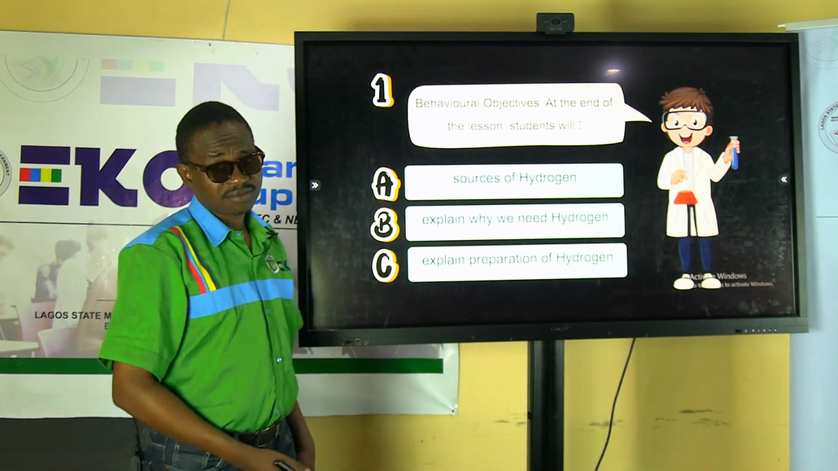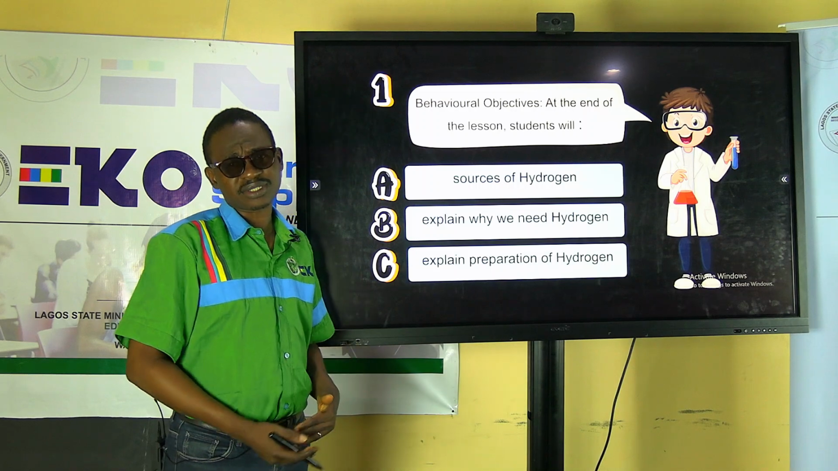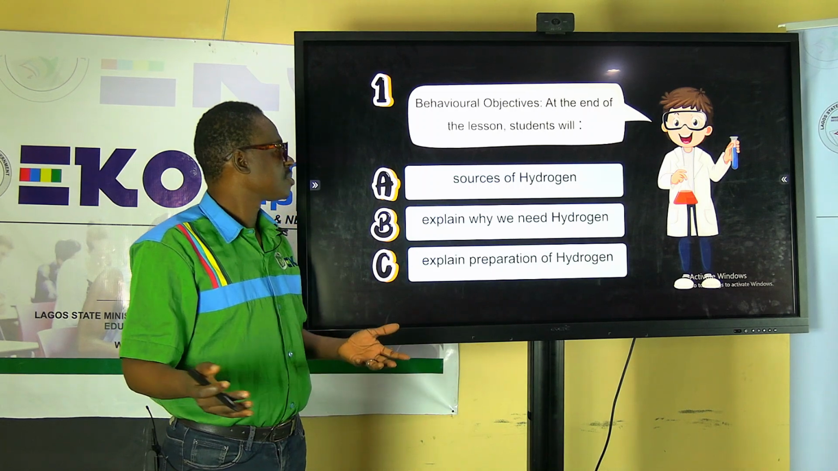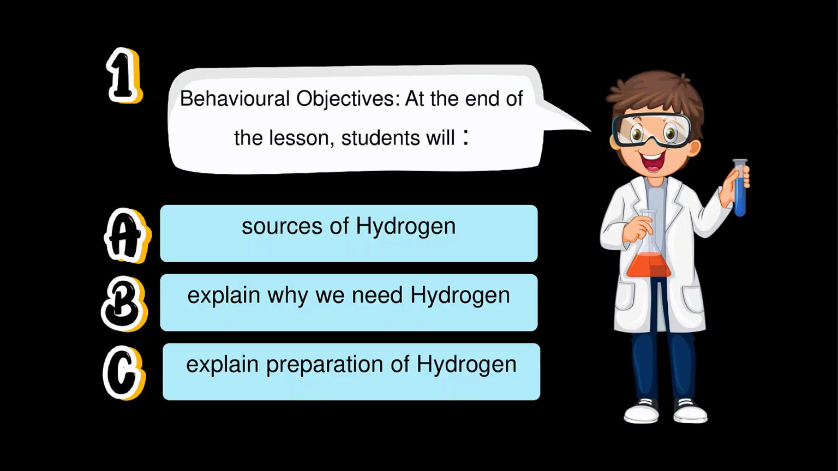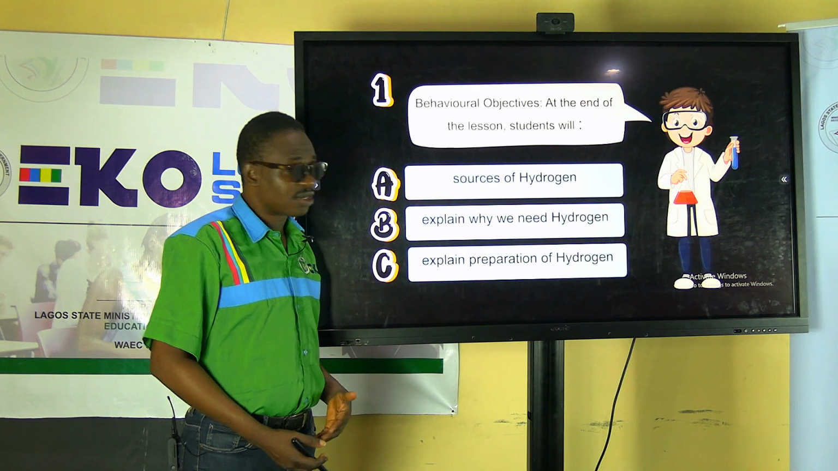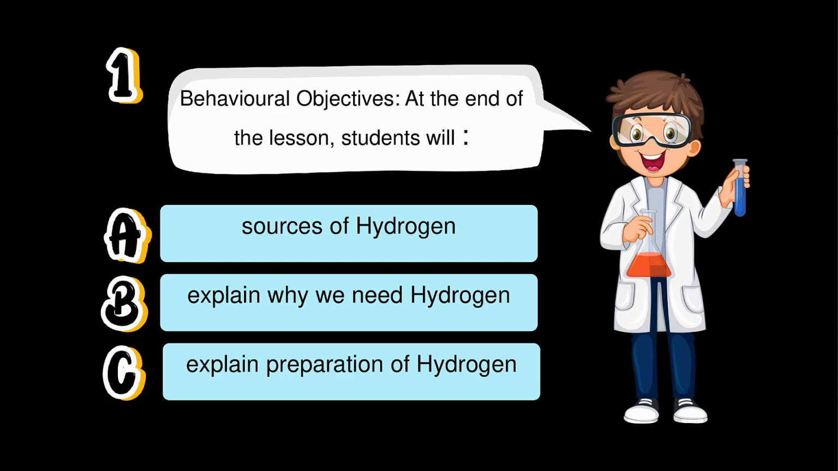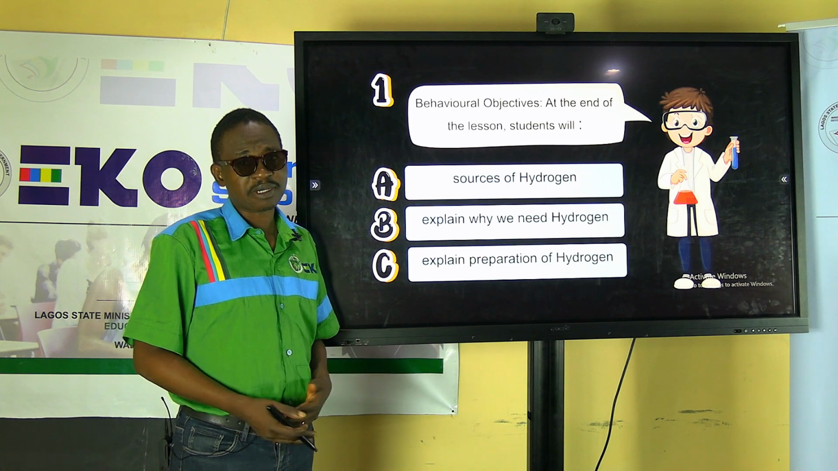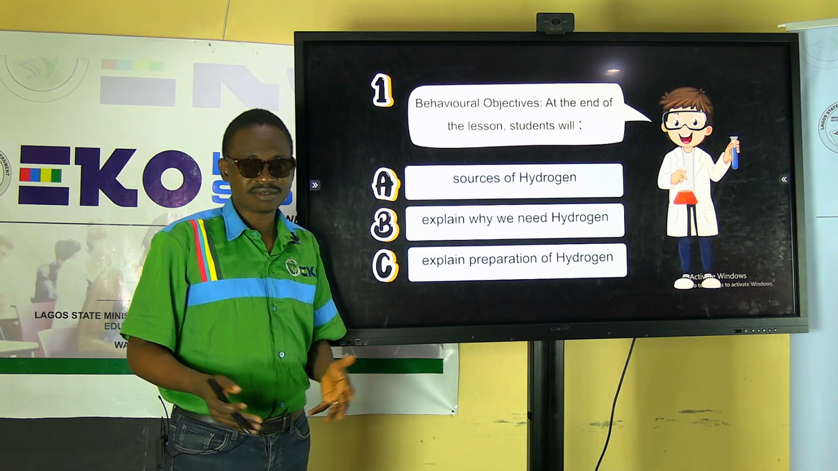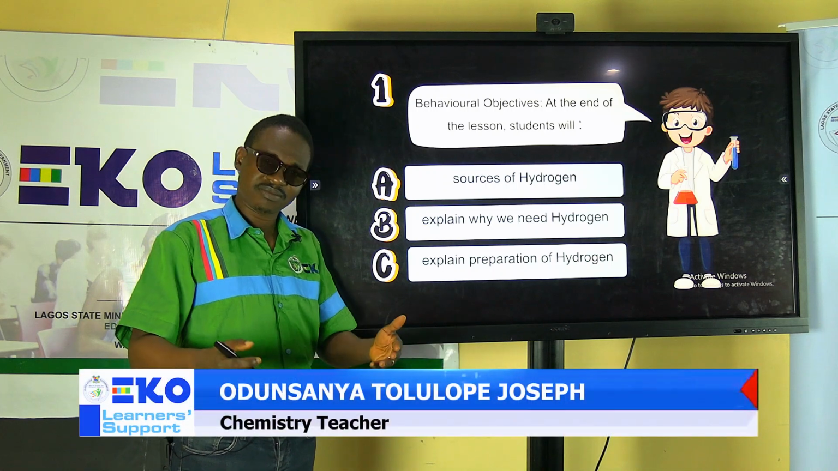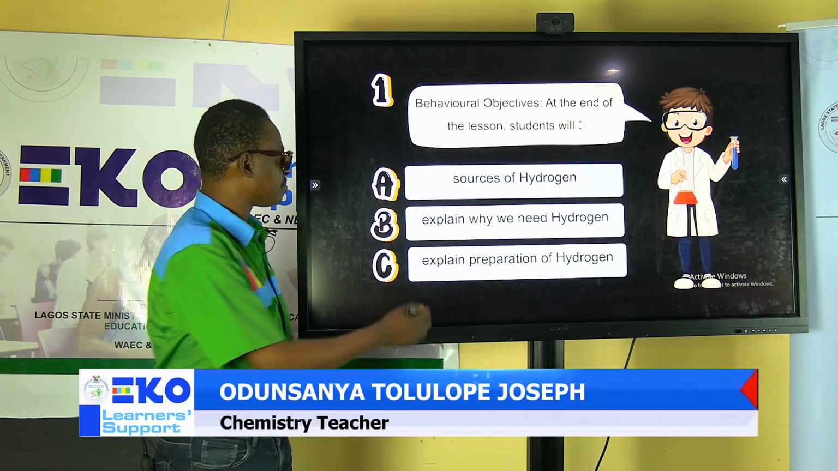Our behavioral objective is essential to know the direction that we want to go. At the end of the lesson, you will be able to list the sources of hydrogen, explain why we need hydrogen, and also explain the preparation of hydrogen and many of its properties. So these are the things that we want to achieve at the end of the class. Can we go on? Fine. Let's dive in.